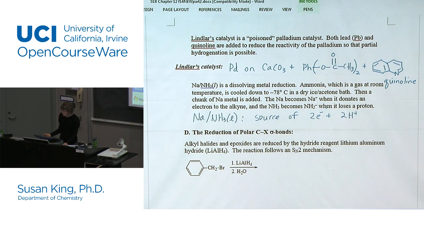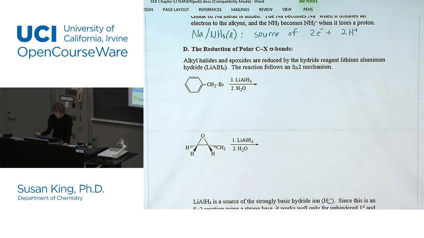All right, the third type of reducing agent that we're going to talk about is lithium aluminum hydride. And it's a hydride reagent. The reaction follows an SN2 mechanism. Here's what it looks like. The lithium, we're going to assume is a spectator ion, so you can completely leave that out entirely. Here's what aluminum hydride looks like. AlH4. There is a negative charge on aluminum. And it is a hydride source.